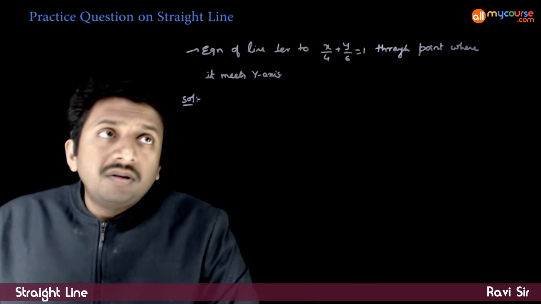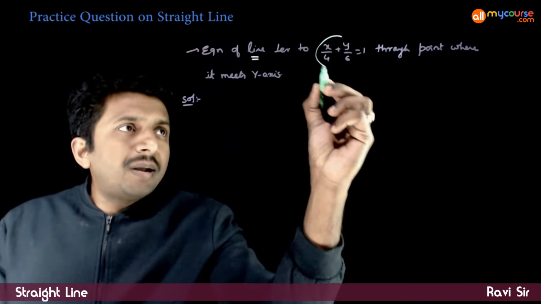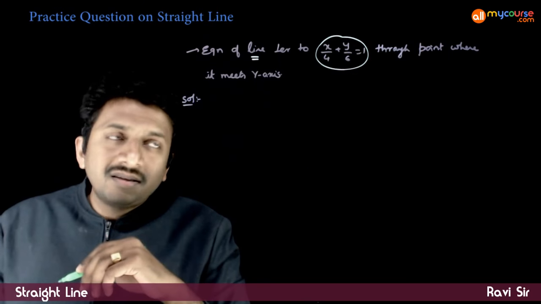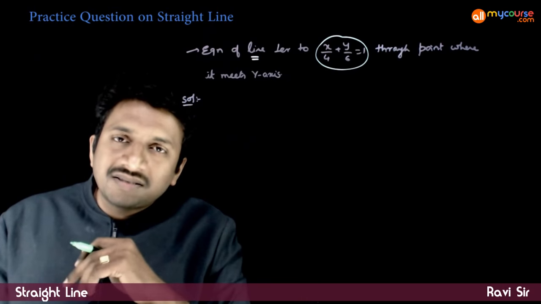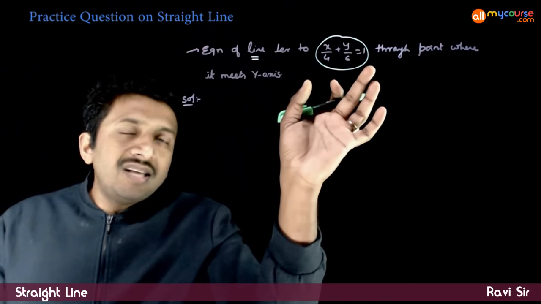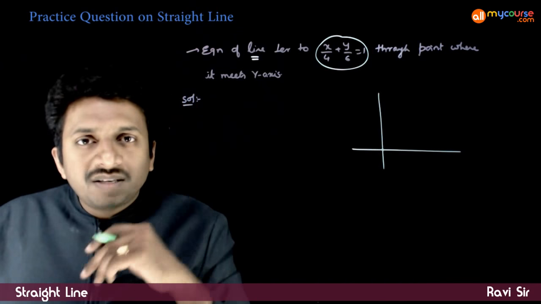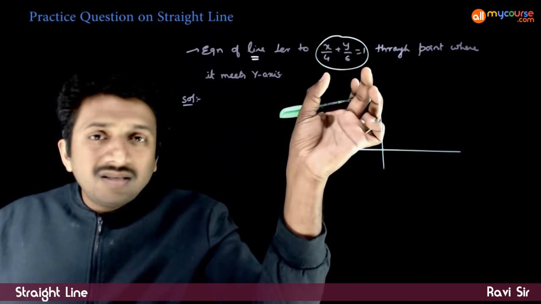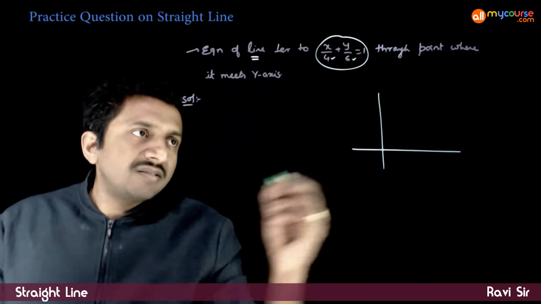In this question, you're asked to find the equation of a line perpendicular to this line through the point where this line meets the y-axis. This is a very standard equation: x by 4 plus y by 6 is equal to 1. This is a line whose x-intercept is 4 and y-intercept is 6.